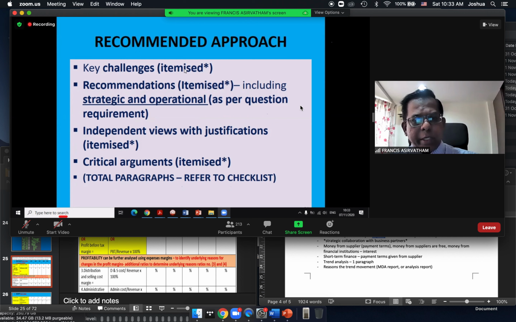The recommended approach: key challenges must be identified and itemized. Recommendations must be itemized, strategic and operational recommendations. Independent view, what is your view, must be itemized. Justification must be given. Critical argument must be there. All of it must be in paragraphs.